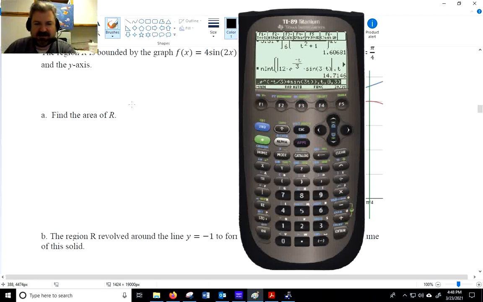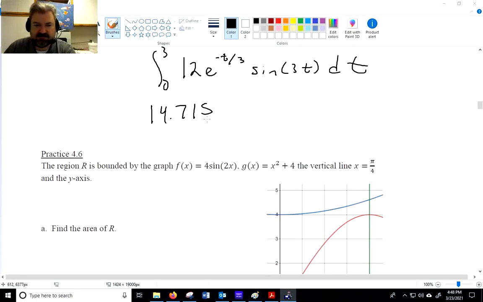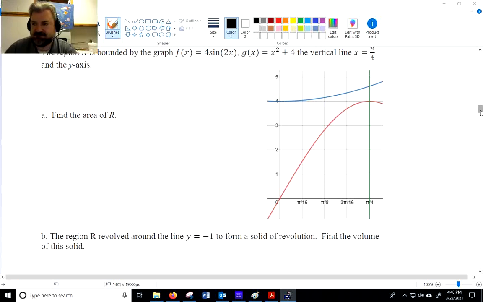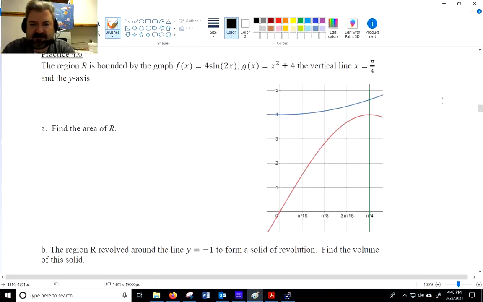All right, next. We've got a little bit more to go here. I think this is our last one. Okay, let's make it count. The region R is bounded by the graph of f of x equals 4 sine 2x and g of x equals x squared plus 4, the vertical line x equals pi over 4, and the y-axis. First, we're going to find the area of R. So this is R.